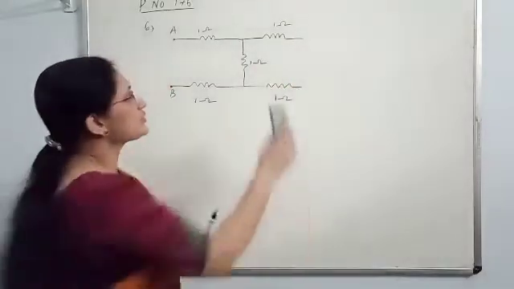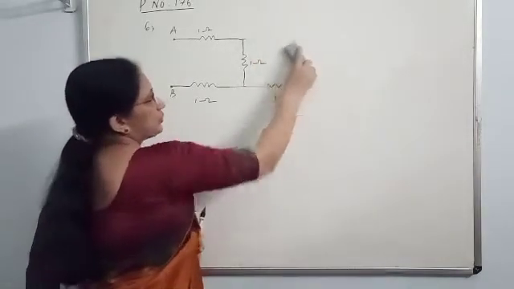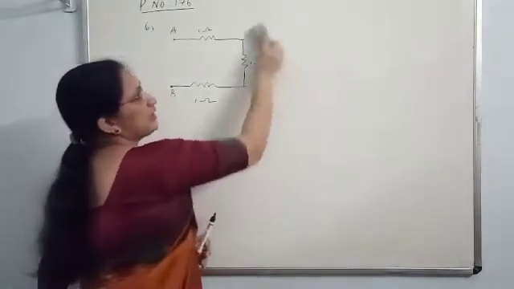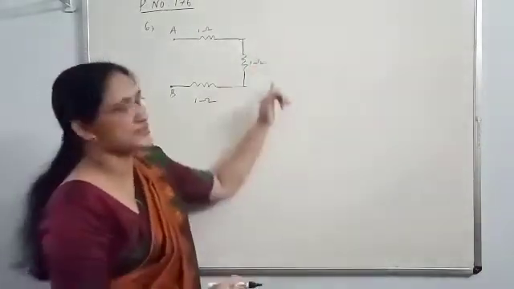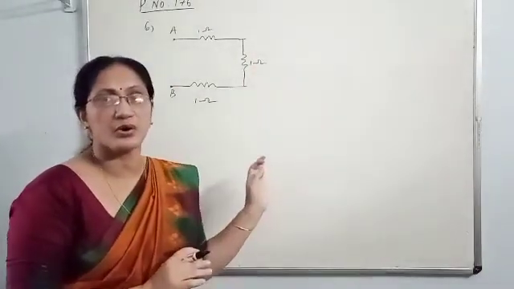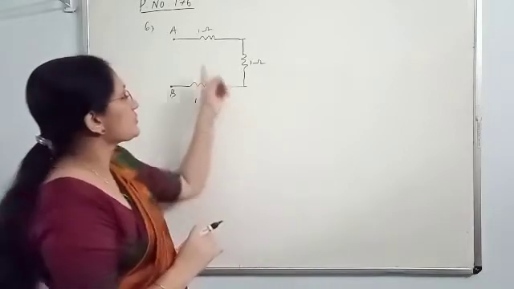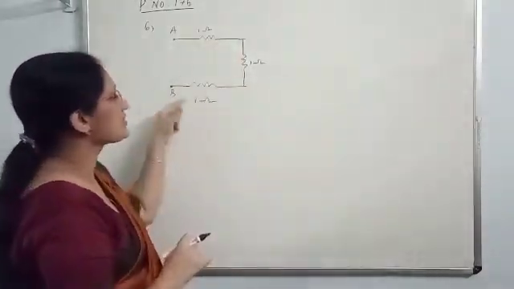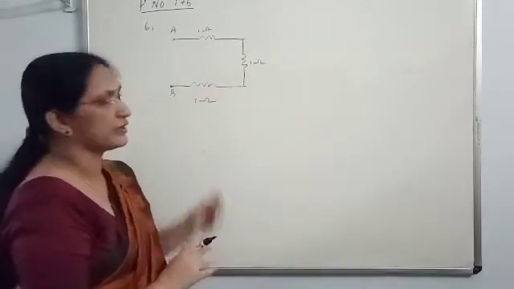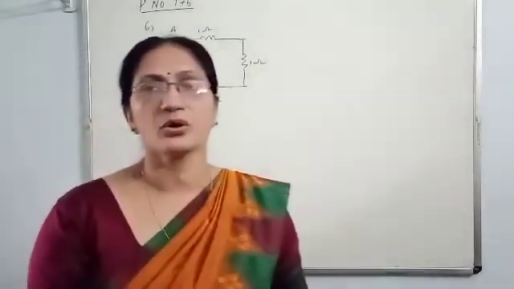That means these 2 resistances will not work, will not get included in the circuit. There is no effect of these two resistances since they are in a broken circuit. So the effect will be of these three only. These three are in series. So 1 plus 1 plus 1. 3 ohm, that is the total resistance of the circuit.